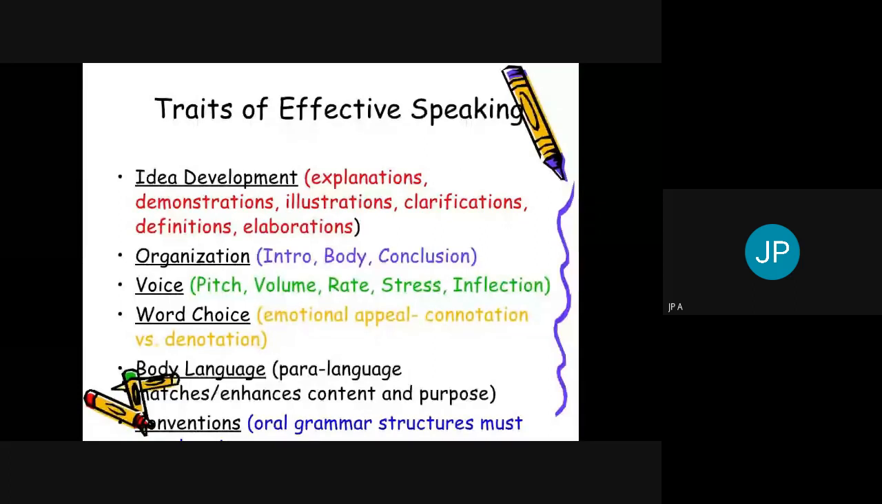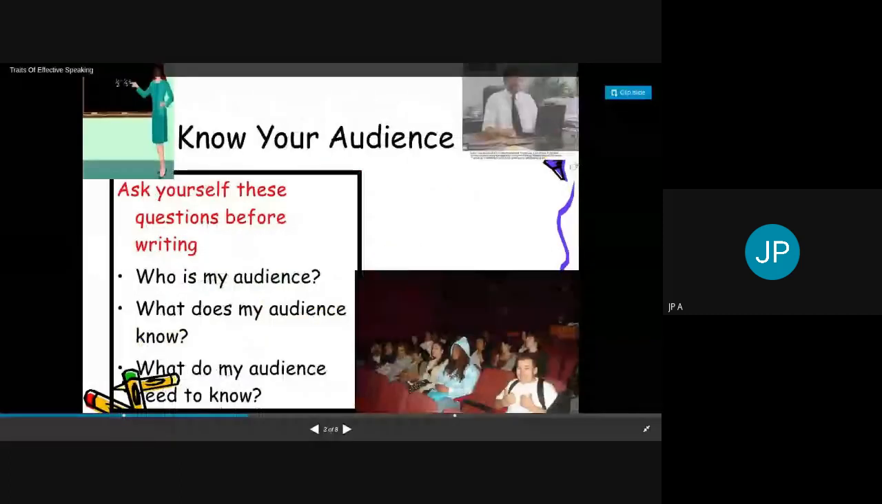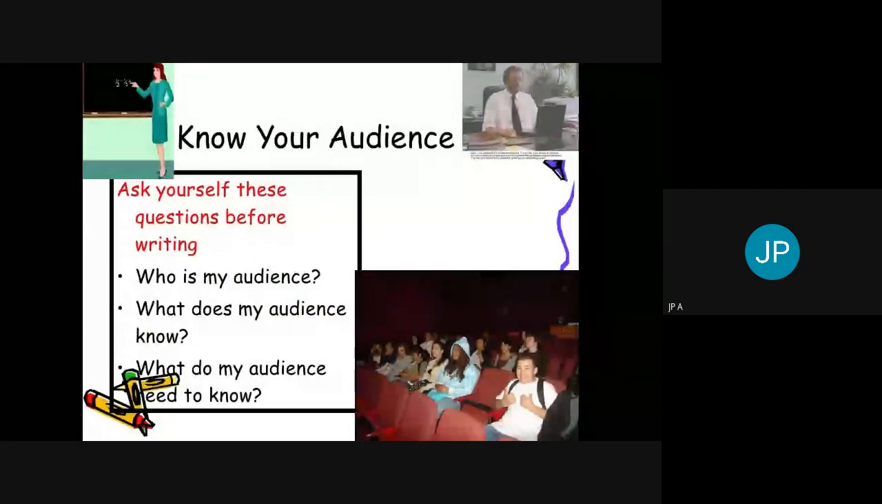Okay, then important things are certain conventions when you are speaking. Those conventions should be followed. That is, you should have a good understanding of the audience. Okay, who am I talking to? If you are talking to a group of students, you talk in a particular manner. But when you are talking to a group of teachers, the way you talk will be different.